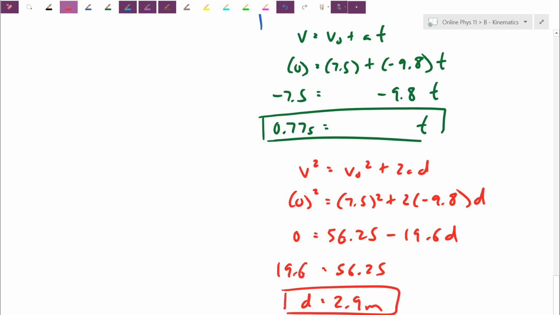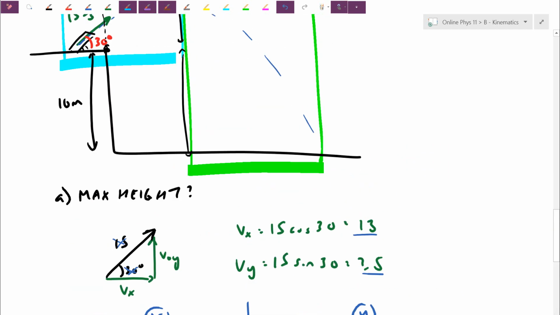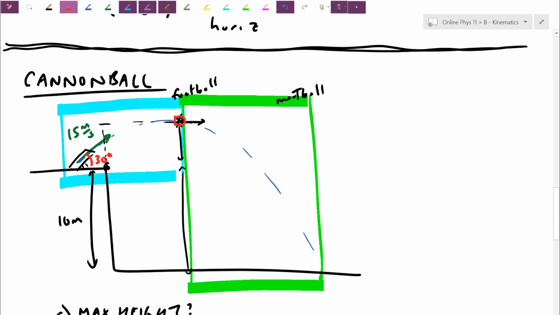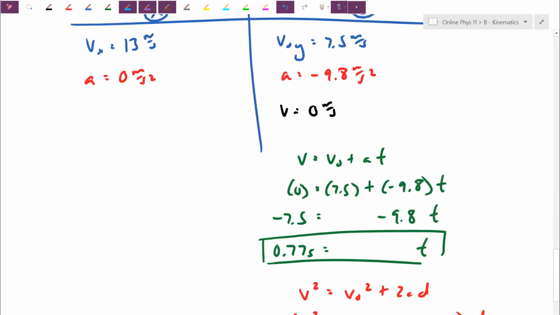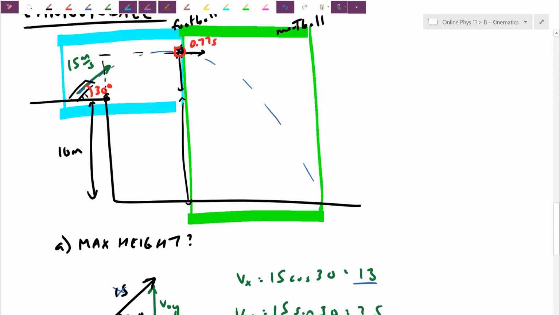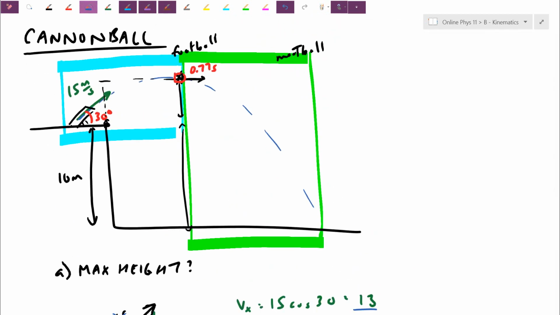If I had launched it from ground level, you're going to be 2.9 higher than where you started in 0.77 seconds. So again, back to my diagram here. I calculated just up to the max height. Our time is 0.77 seconds, and our distance was 2.9 meters. Notice that distance is assuming we were at ground level. It's telling you that this distance here is 2.9 meters.